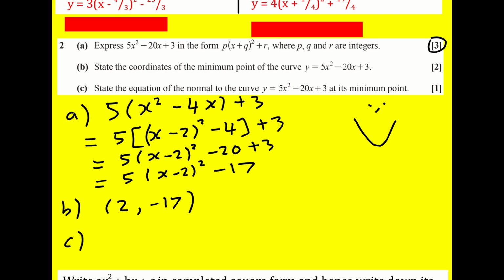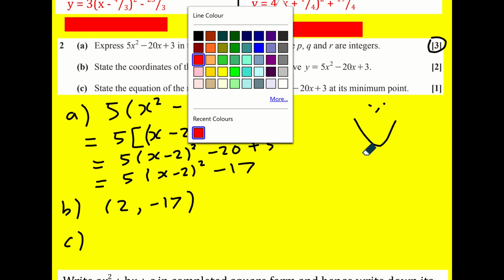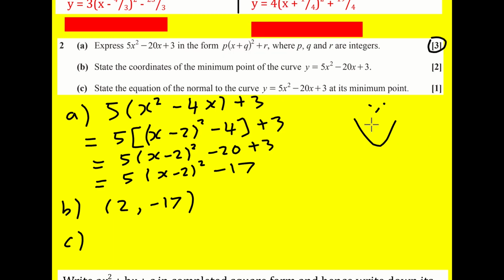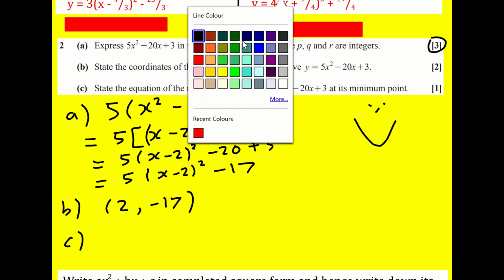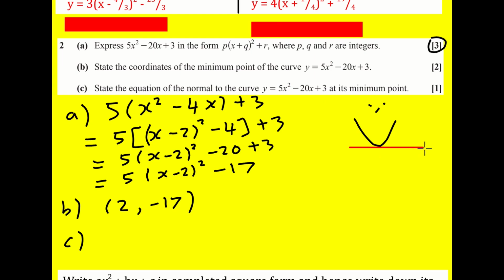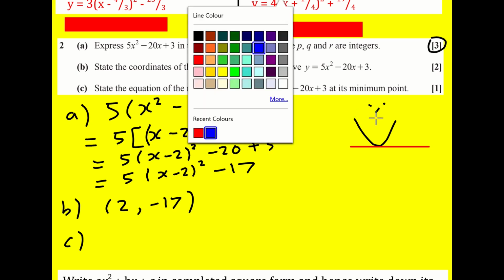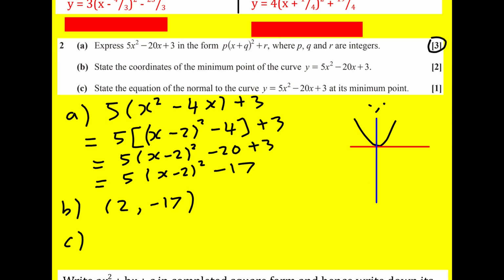Now C, I left this in, I nearly took it away. Haven't talked a lot about normals yet, but I think now is a good time to bring that in. If you weren't sure, fair enough. We're looking at the minimum point. If you draw something like this, this is actually a tangent to the curve because it just glances off of it. The normal is then the line that is at right angles to that. So it's this one here, and it's none other than the line of symmetry in this particular case.